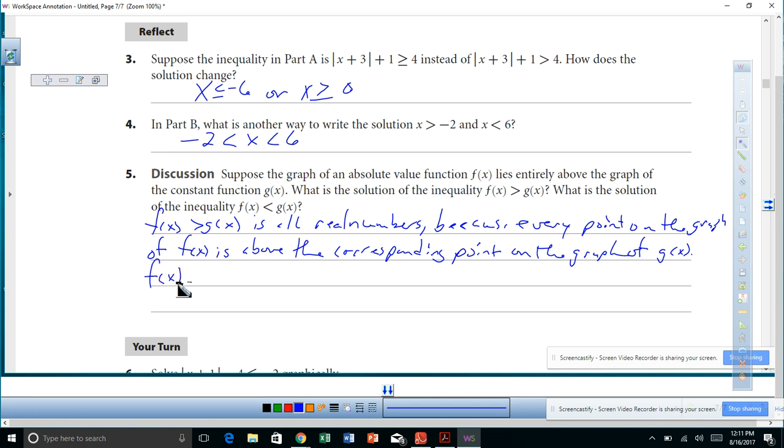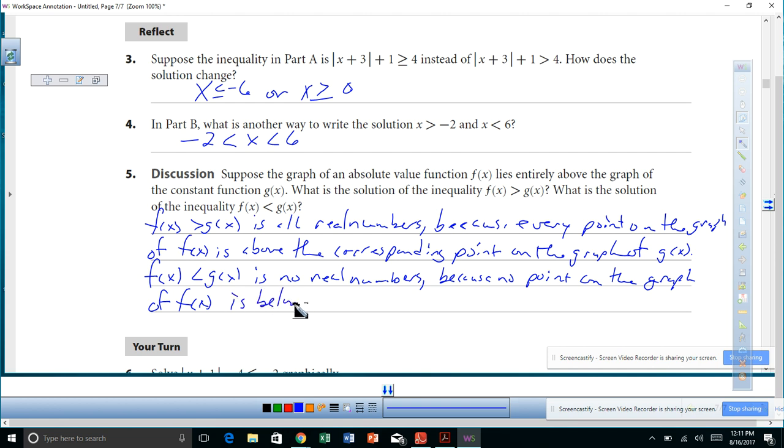For f of x is less than g of x, the solution is no real numbers, because no point on the graph of f of x is below the corresponding point on the graph of g of x.